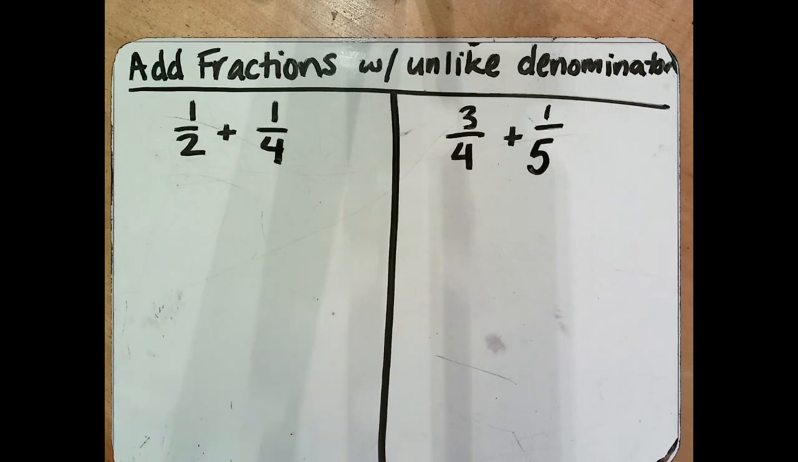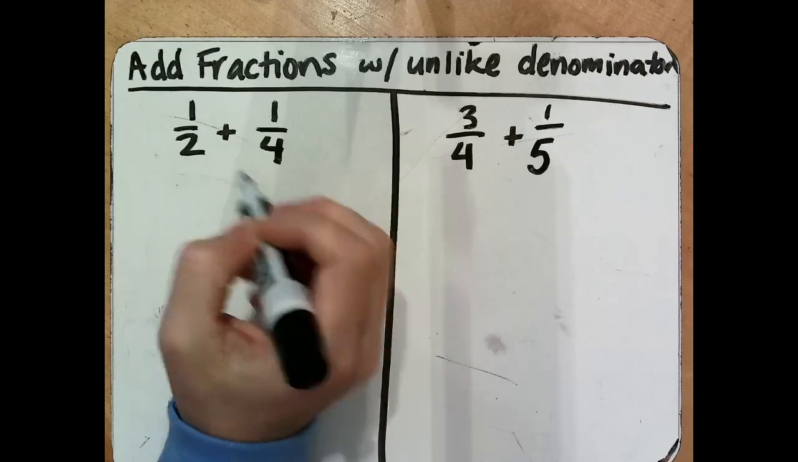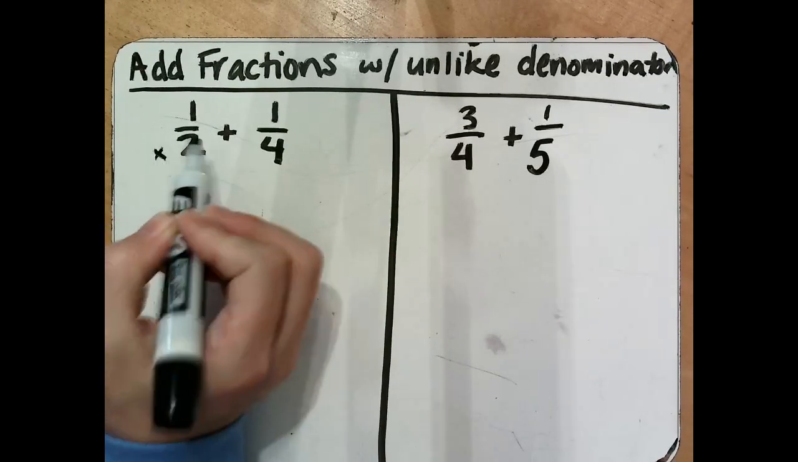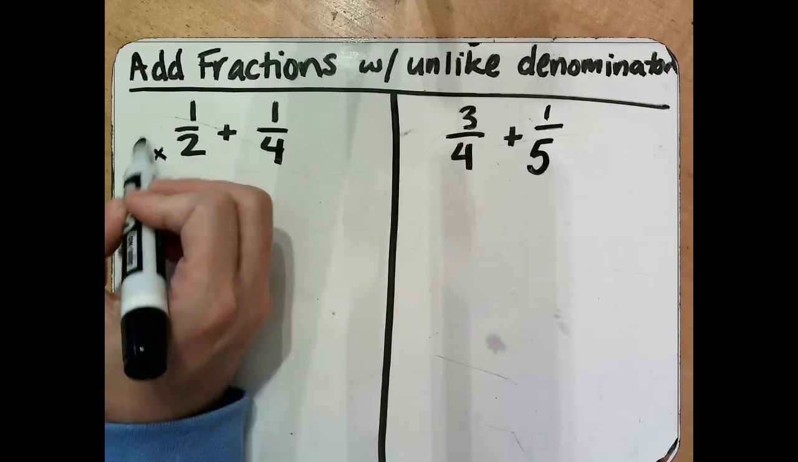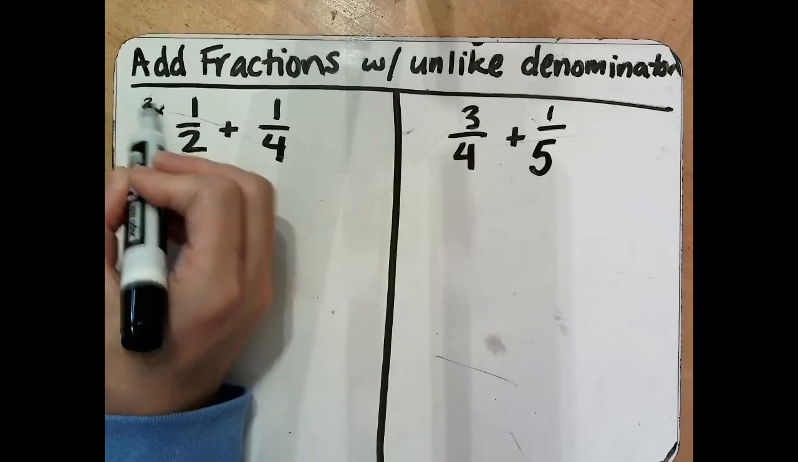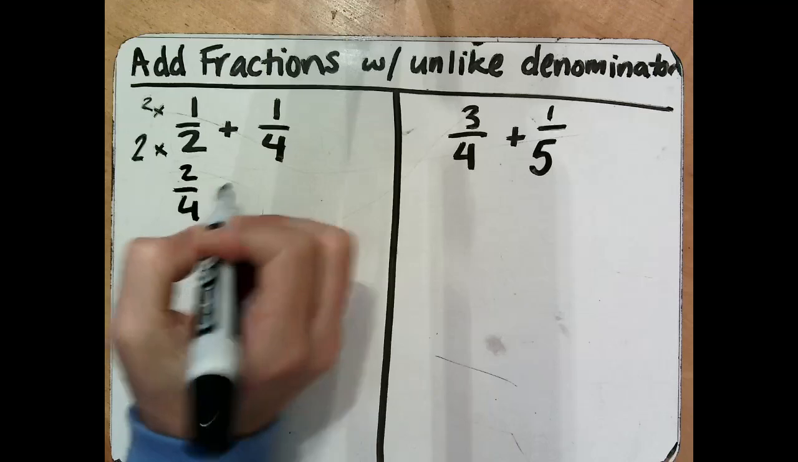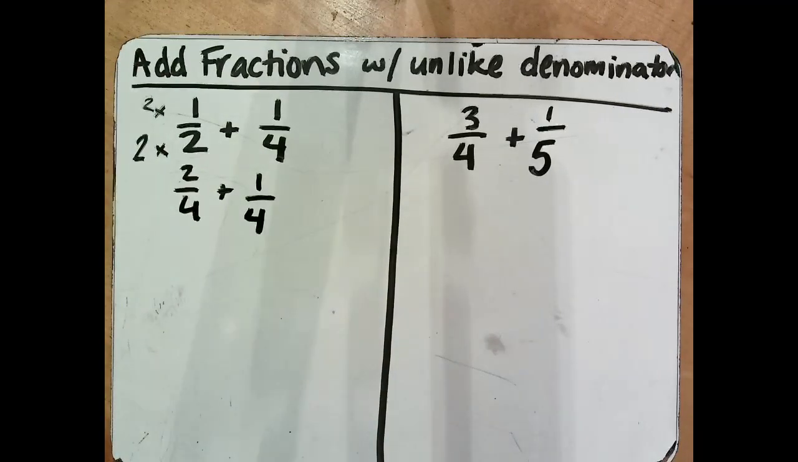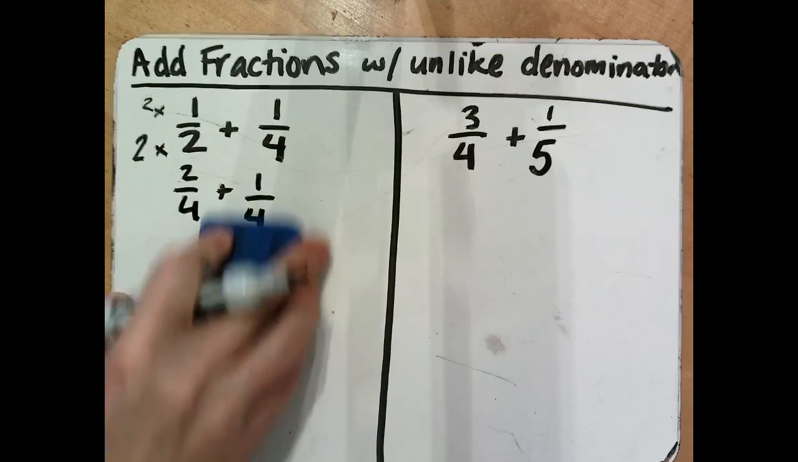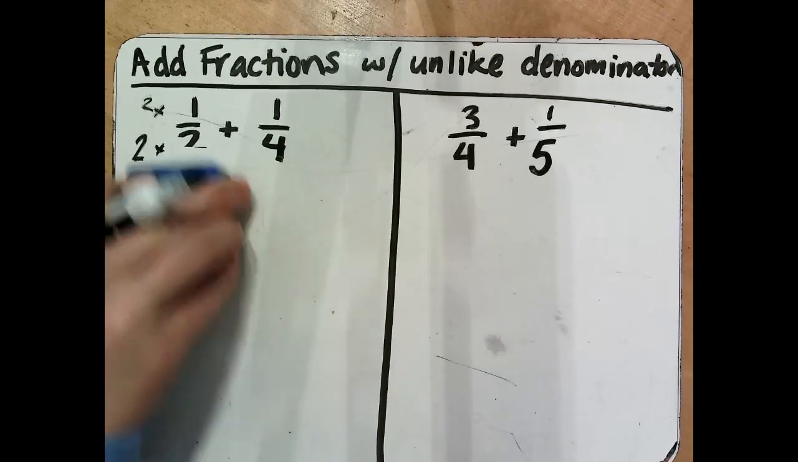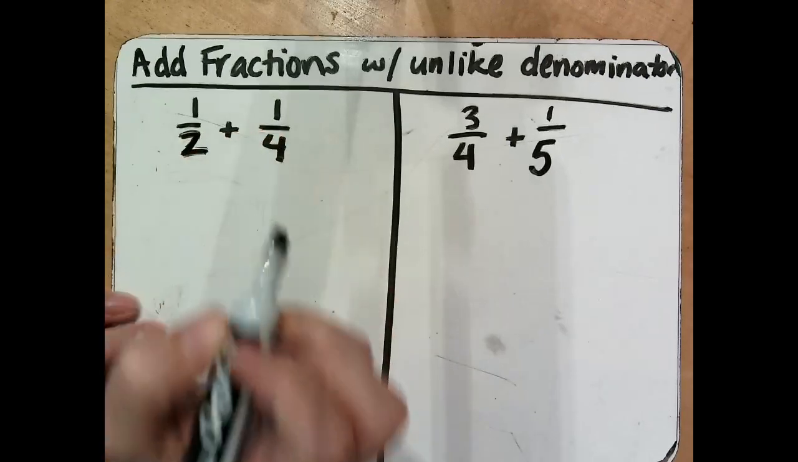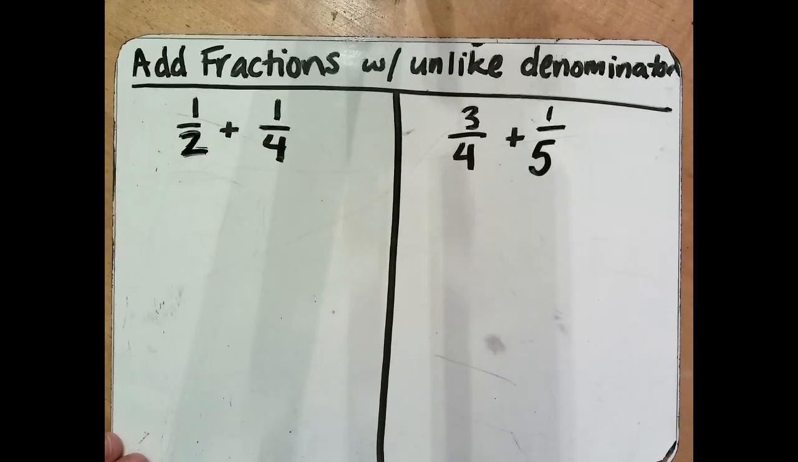To do that, they can solve by changing these fractions. So essentially, I could, if I wanted to, multiply this number by 2. And then I could add straight across. That would work fine. In this video, though, we're going to talk about what it looks like when we're using models and pictures to do that work.